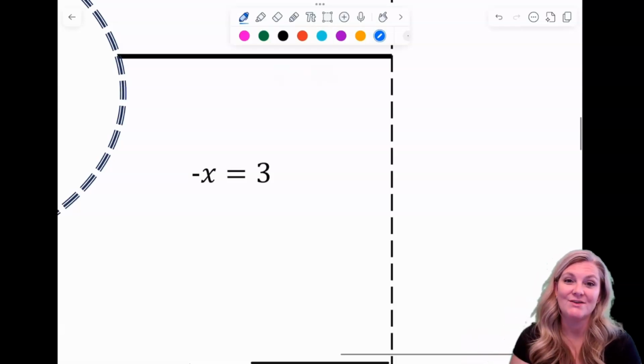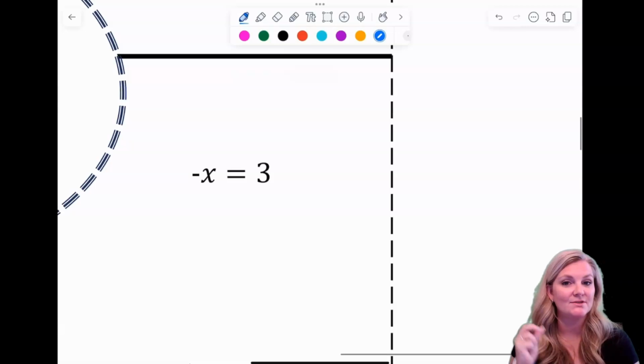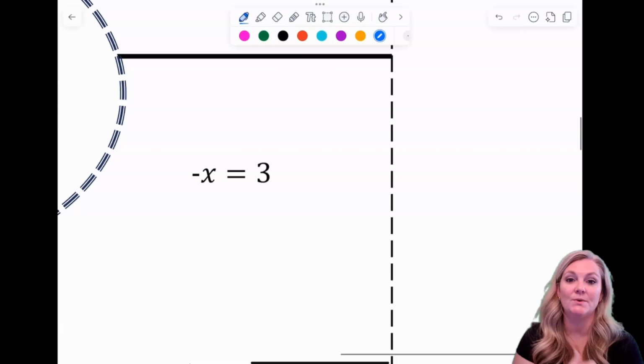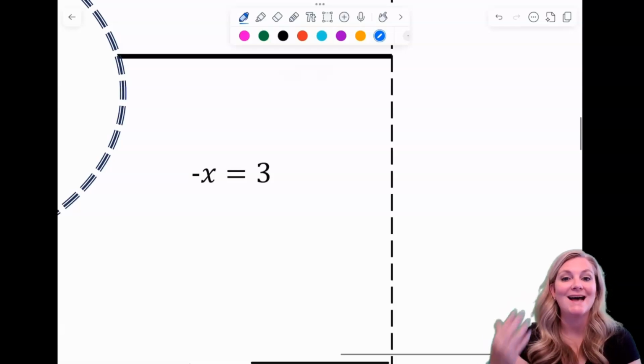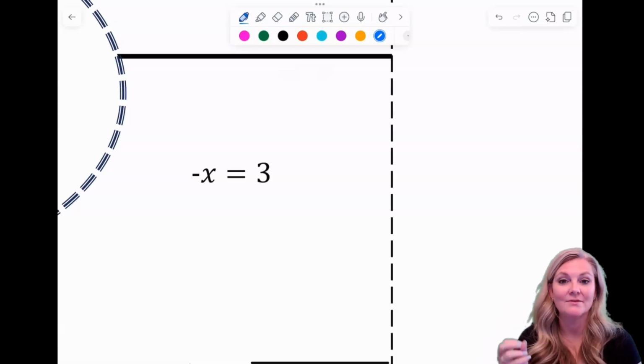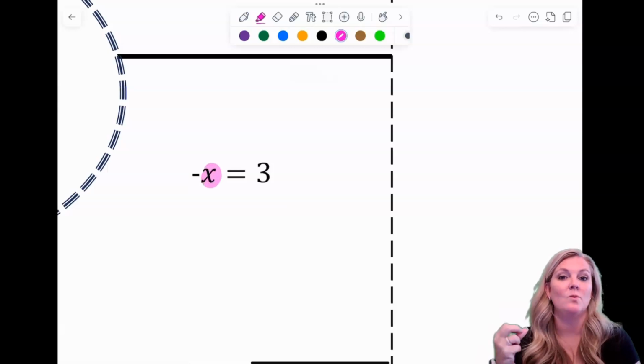There is an operation, and there definitely is an operation because there's a negative in front. There also is a number in front. And I'm going to encourage you, and I will do it every time, if there is not a number in front of a variable like that, to rewrite it immediately as a 1. That is a negative 1x equals 3.